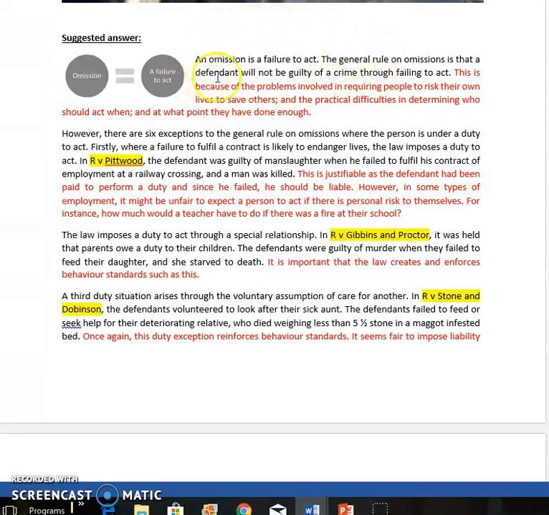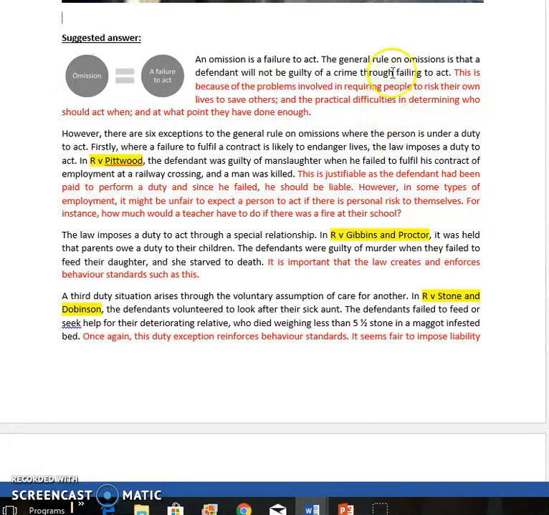So here, I've said what an omission is, I've said what the general rule is, and then I'm saying that there is a reason we have this general rule. And the reason we have the general rule is that it is problematic to expect people to risk their lives to save others. And also there are practical problems in deciding at what point people should act, how many people should act, and at what point they've done enough. So straight away I'm getting my AO2 there.